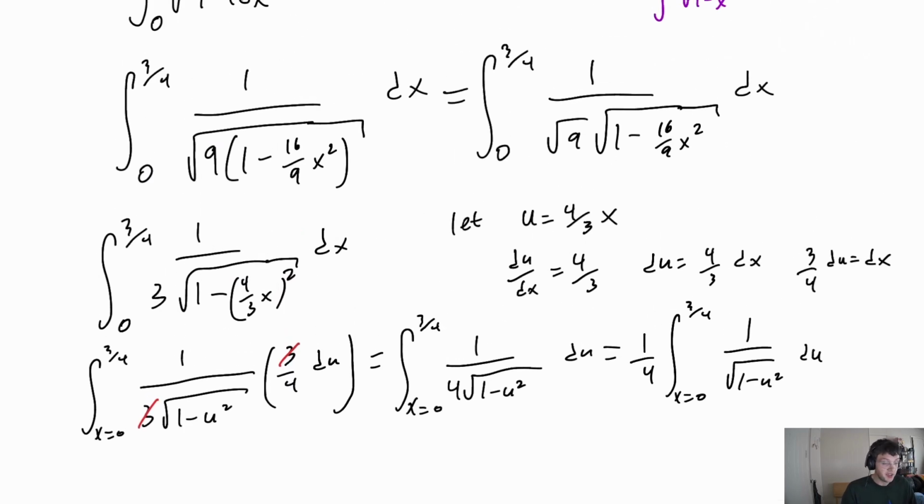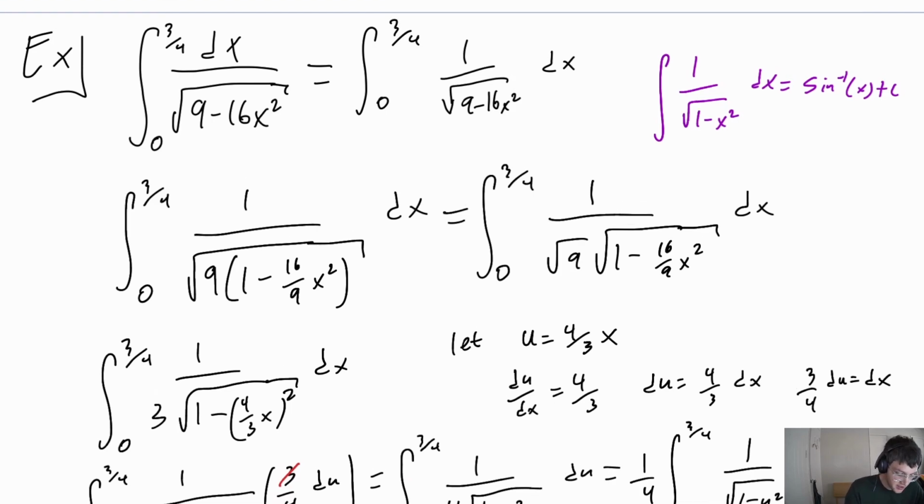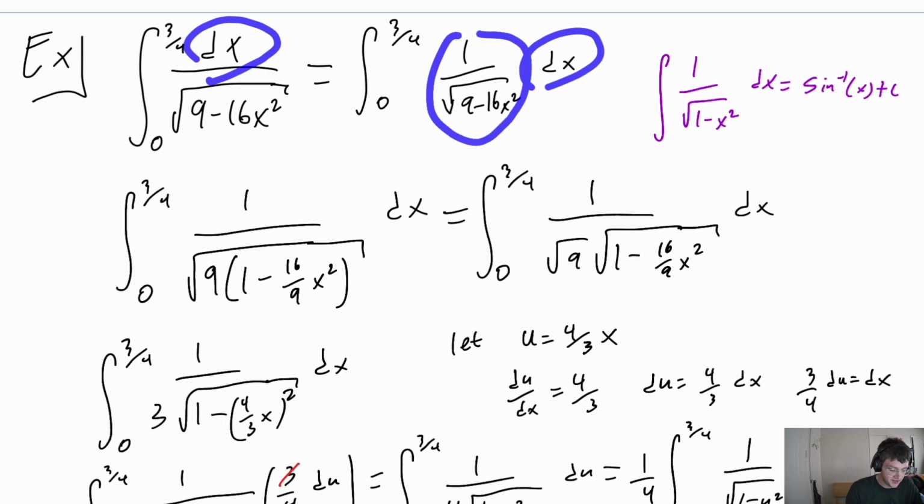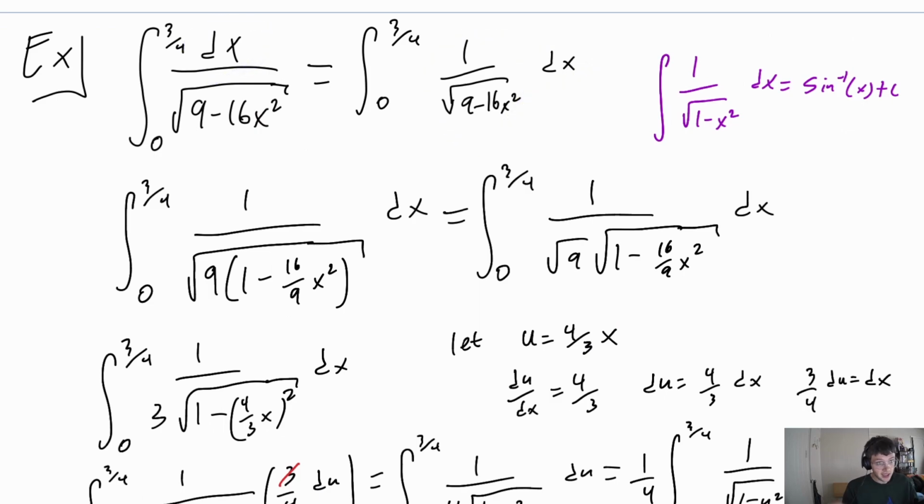All right, so we massaged our integral a lot. We started with this weird-looking thing, dx over square root 9 minus 16x squared. We went step by step. We brought the dx outside, so we were left with this fraction. And we thought, hey, that looks kind of like 1 over root 1 minus x squared. How can I make it look fully like 1 over root 1 minus x squared?